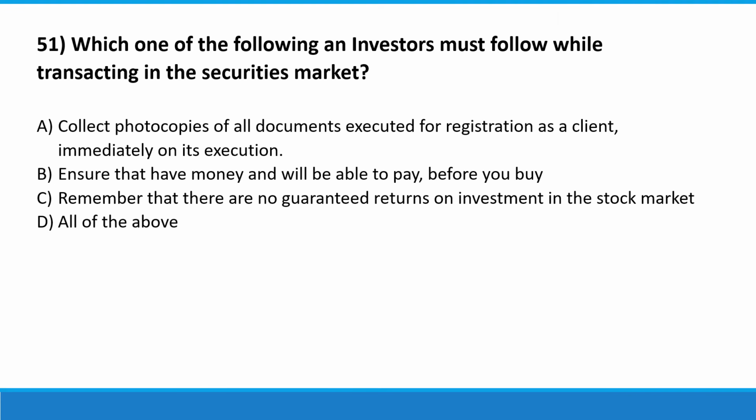Which one of the following an investor must follow while transacting in the securities market? Option A, collect photocopies of all documents executed for registration as a client immediately on its execution. Option B, ensure that you have money and will be able to pay before you buy. Option C, remember that there is no guaranteed returns on investment in the stock market. Option D, all of the above. The correct answer is option D, all of the above.